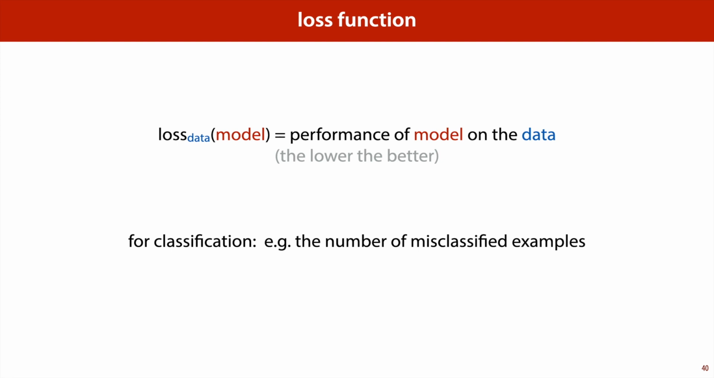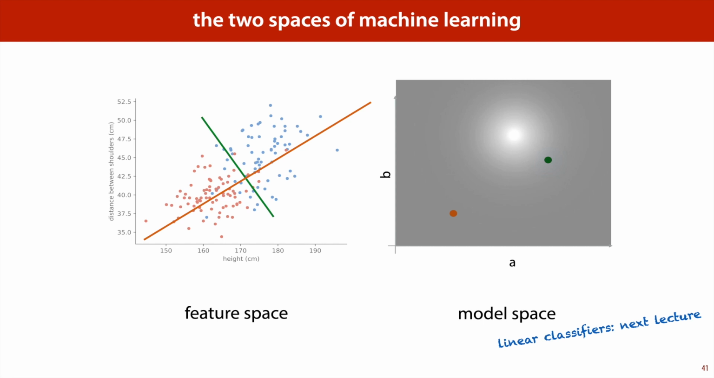And we'll look at a lot of different loss functions throughout the course, but for now, for classification, we can just use the number of examples in our data that are misclassified by the given model. So if we look at the orange line, we see that a lot of blue points end up below the orange line and a lot of red points end up above the orange line. These are all misclassified by the orange model. So the orange model has a very high loss, a very large portion of misclassified examples. And the green model also has some blue points below the line and some red points above the line, but far fewer. So the green model is a better model with a lower loss than the orange model.